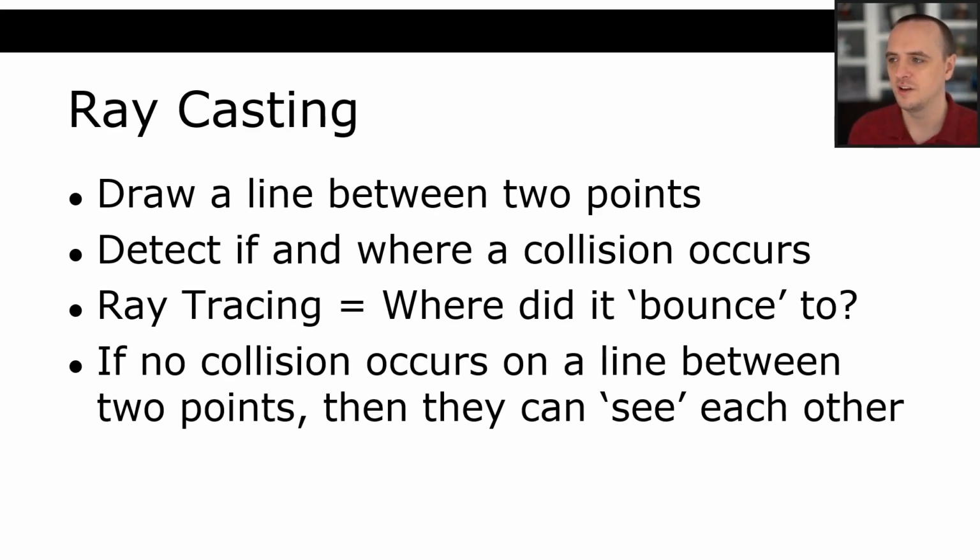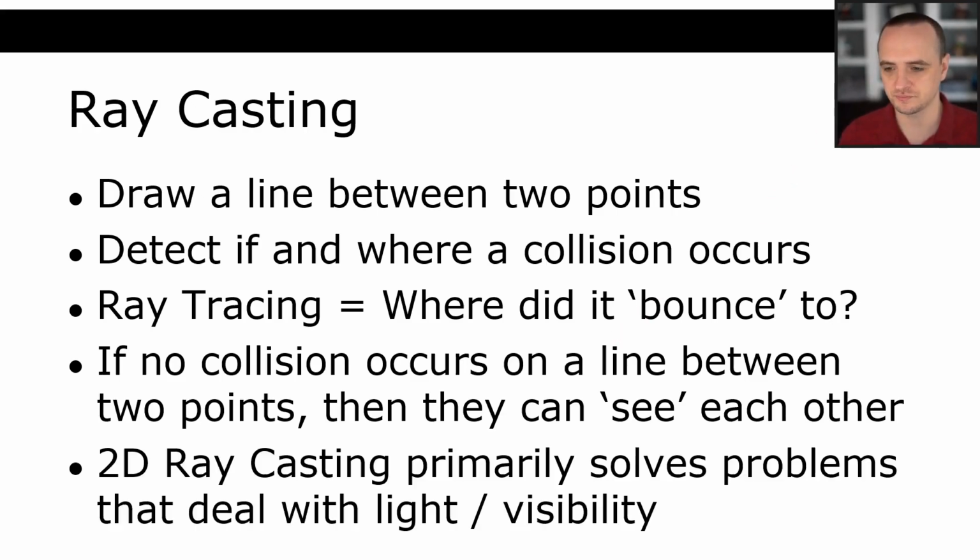Now, of course, if you have mirrors set up and all that kind of stuff, you might be able to see it even if there's no direct line. Maybe you bounce off the mirror or whatever, but we're not talking about that right now. We're just saying if there is no collision for that line segment from your eye to the target, then they can see each other. And so the point of doing 2D raycasting typically solves problems that deal with either light or visibility.